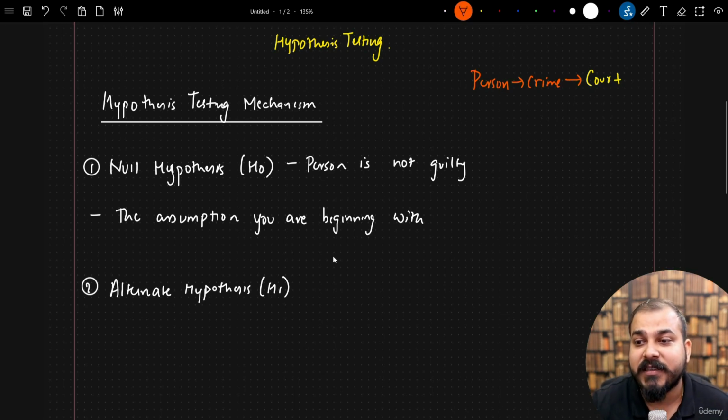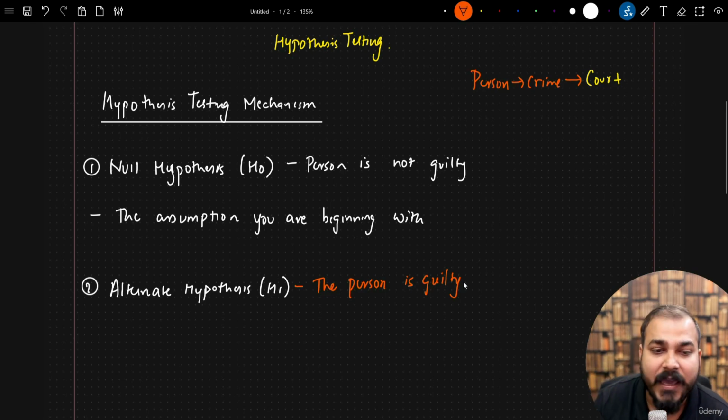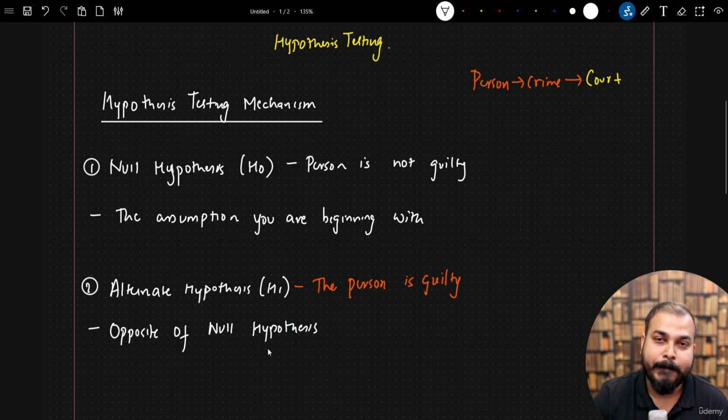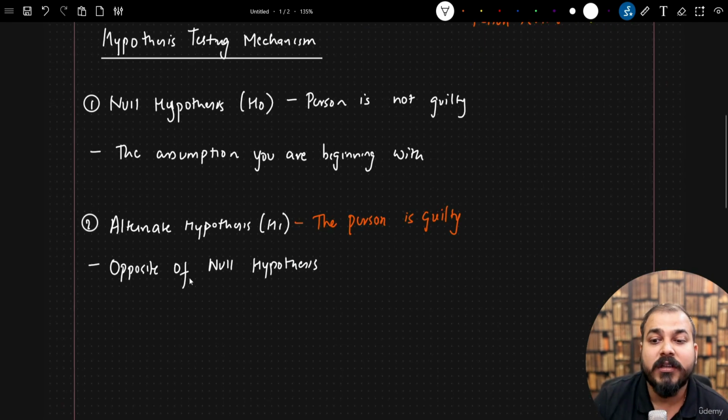The alternate hypothesis basically says the reverse of the null hypothesis. So in this case, I can write that the person is guilty. I'm just taking a generic example to make you understand. Over here you can see the alternate hypothesis is nothing but the opposite of the null hypothesis.